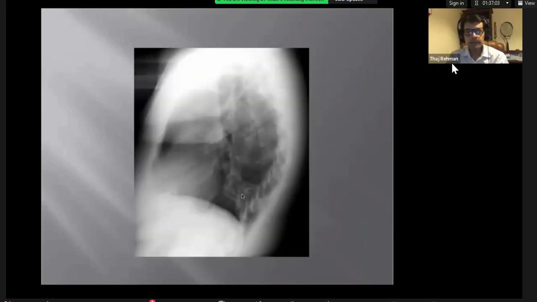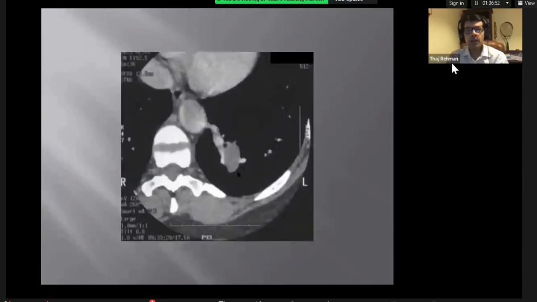Again, you can see the retrocardiac density. I'm just showing the lateral X-ray to get your eyes used to lateral X-rays. Can you see that? The opacity projected over the spine in the posterior lung. So I'll give you CT now.